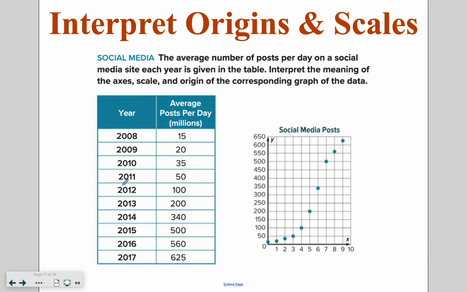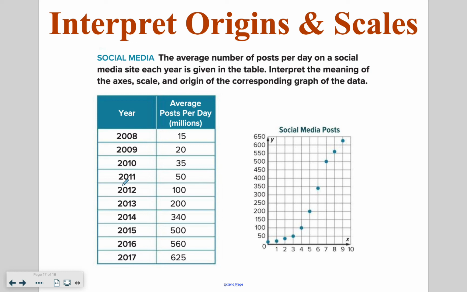So the last thing we're going to look at here is interpreting scales and origins that have been picked for us. So, for this problem, the average number of posts per day on a social media site each year is given in the table. Interpret the meaning of the axis, the scales, and the origin of the corresponding graph of the data.